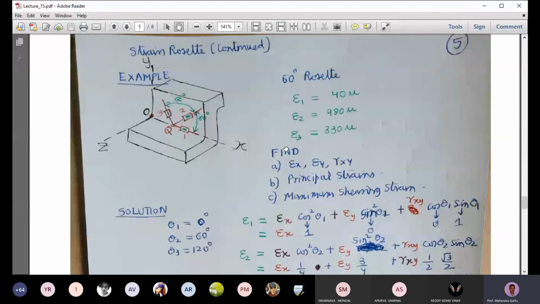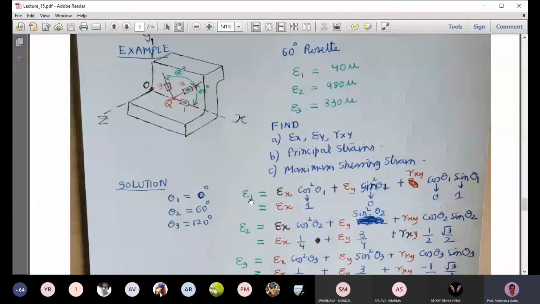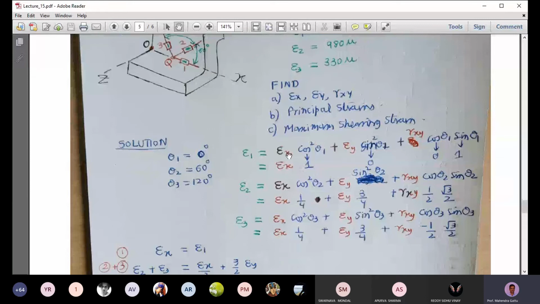So for this strain rosette problem, for line 1 theta 1 is 0 degrees, and line 2 theta 2 is 60 degrees, and line 3 it will be 60 plus 60, which will be 120 degrees. So these are the angles which those lines are making with the x-axis, and we can use those three equations and find epsilon x, epsilon y, and gamma xy. So first, cos theta 1 is cos 0, which is 1, and the remaining two terms go to 0. So we get directly the strain in the x direction. Epsilon 1 will be epsilon x.